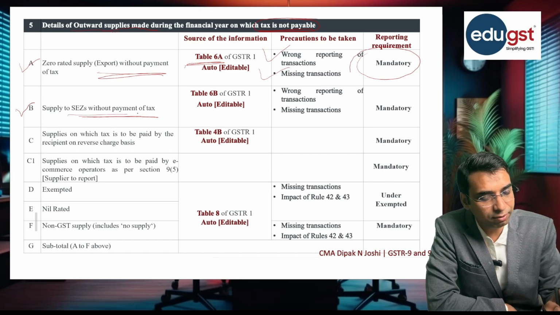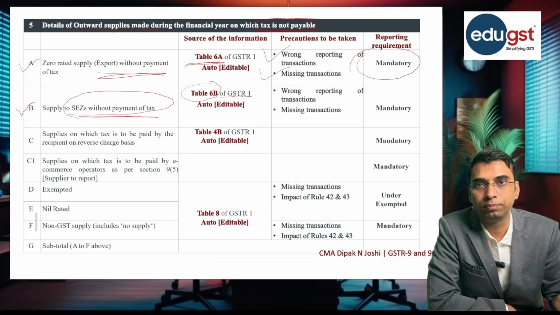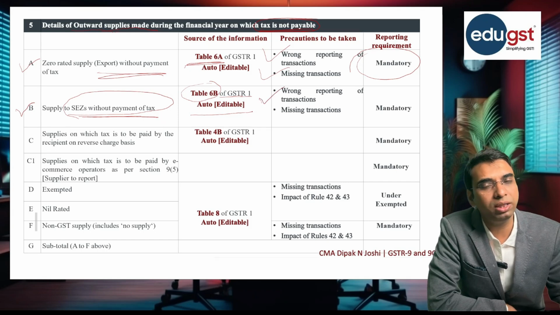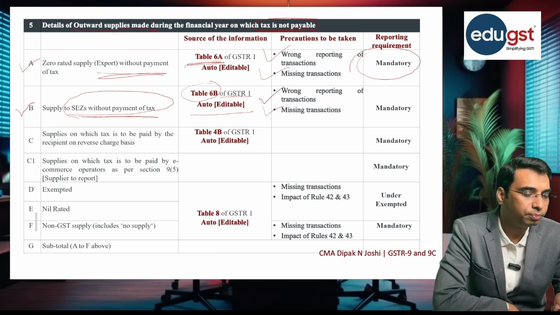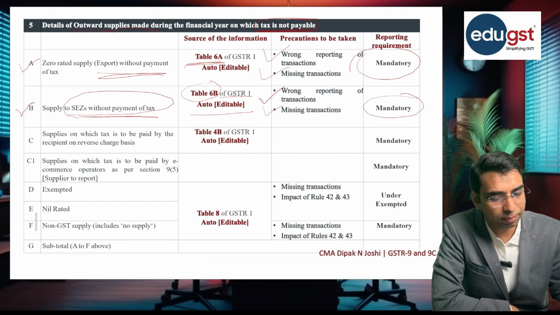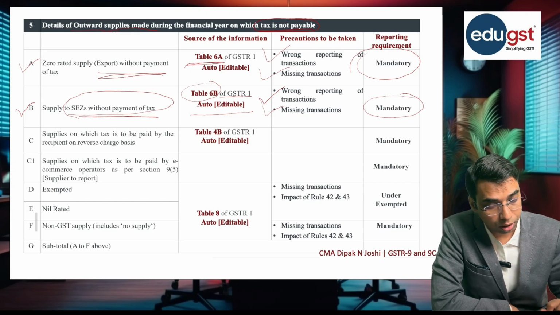In case of SEZ without payment of tax, source table will be table 6B of your GSTR-1, which is auto populated but editable. Again same, अगर कुछ wrong reporting हुआ है तो you can rectify. कुछ missing है तो that also you can add in this table. Again, furnishing information in table number 5B is mandatory, there is no relaxation.